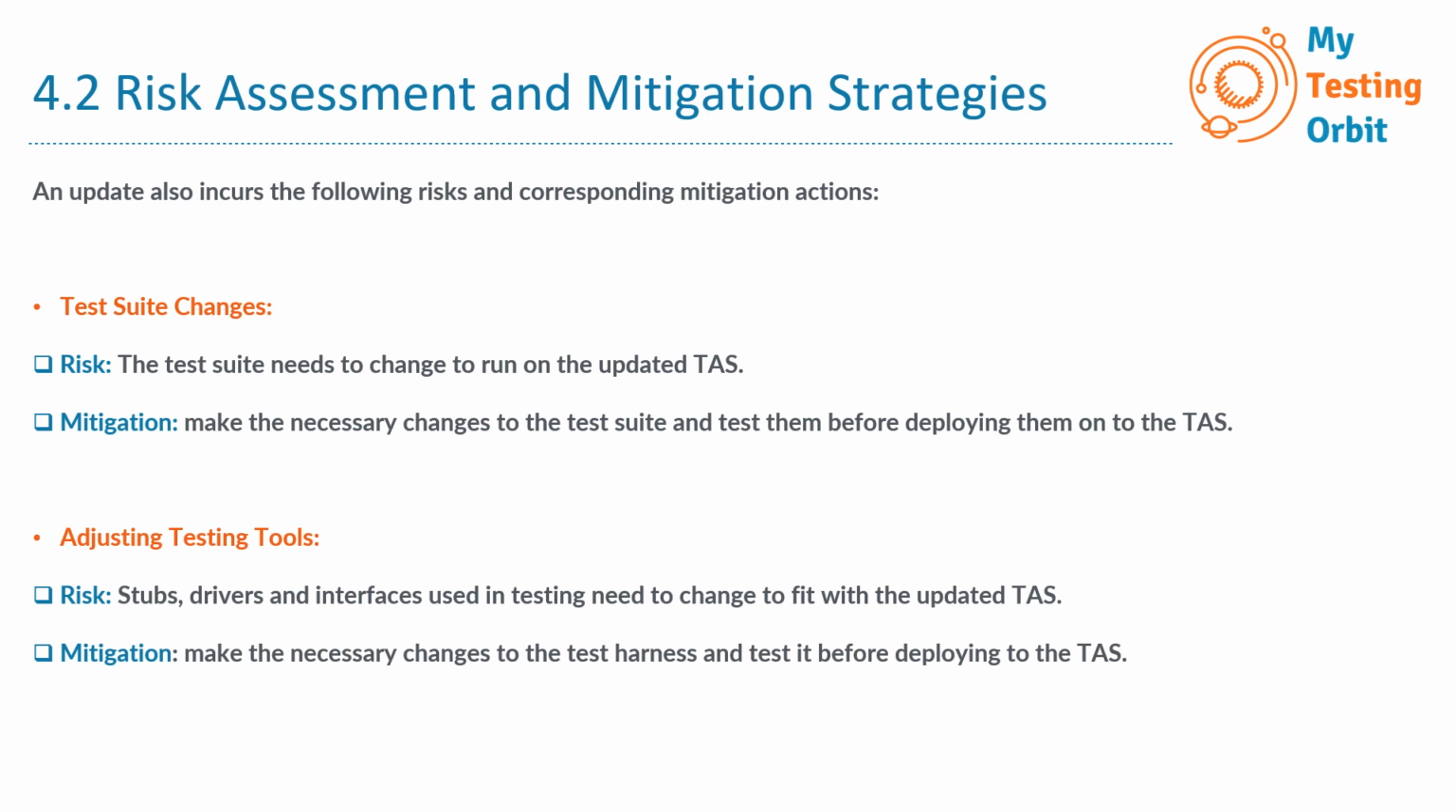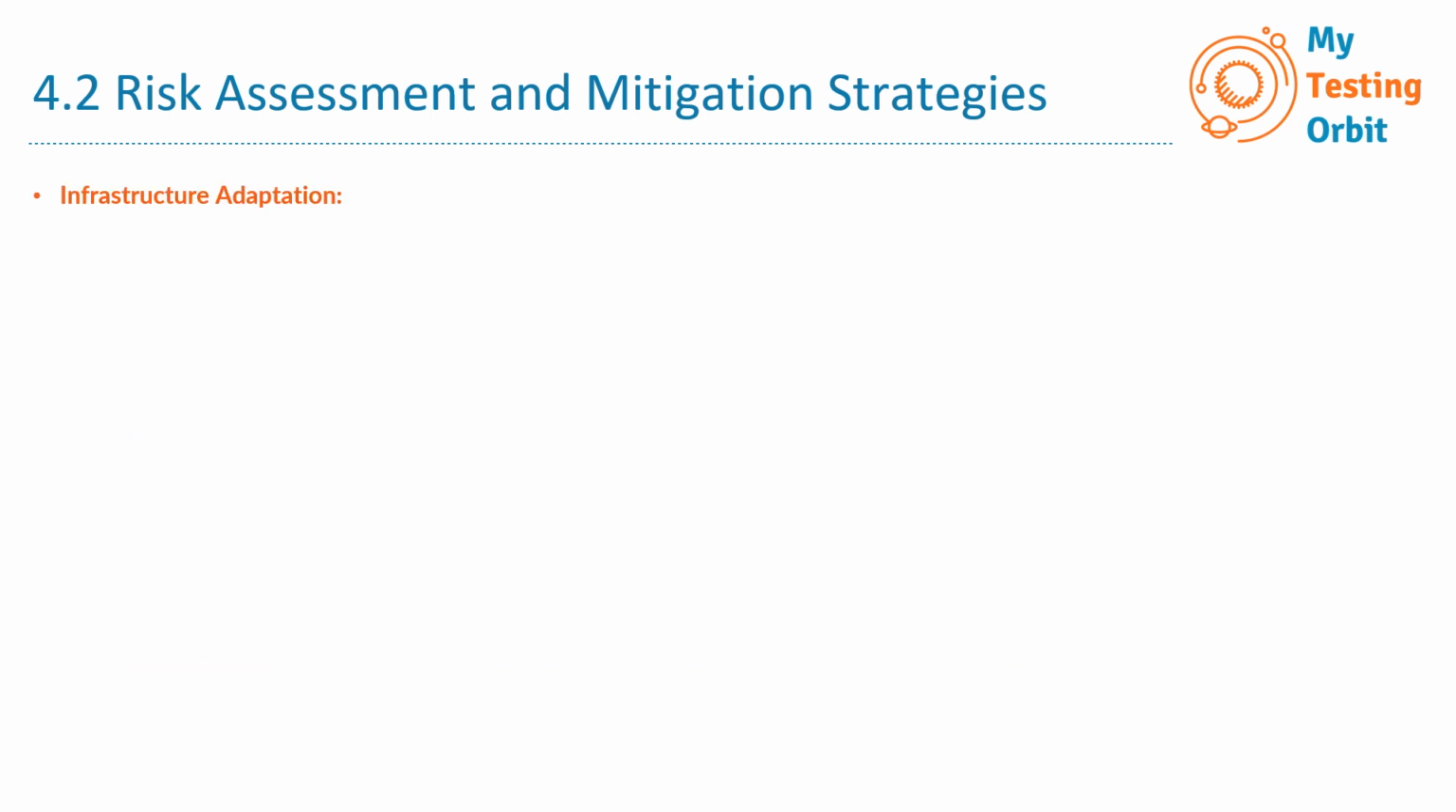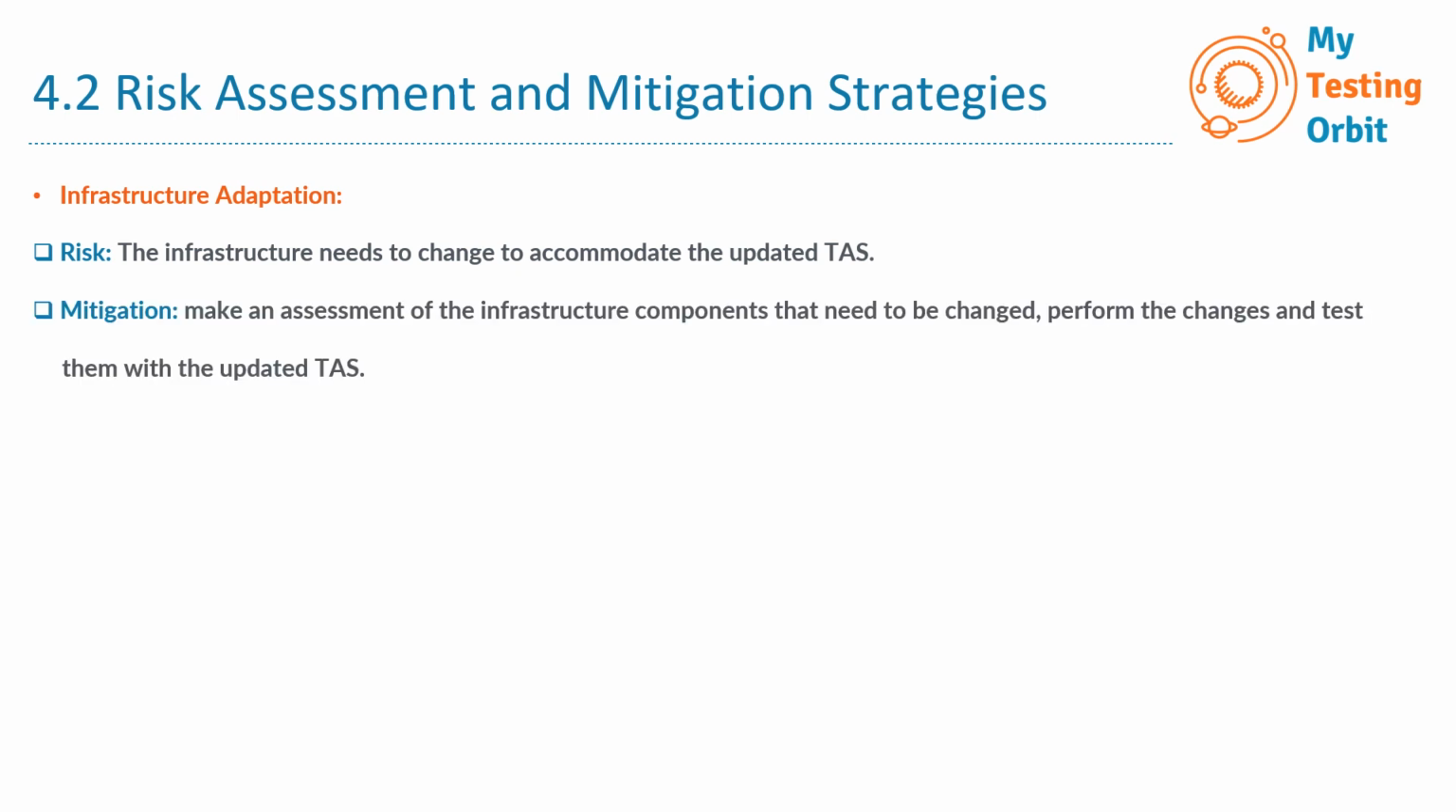And the third one is infrastructure adaptation. The risk is the infrastructure needs to change to accommodate the updated TAS. And the mitigation is to make an assessment of the infrastructure components that need to be changed, perform the changes, and test them with the updated TAS.